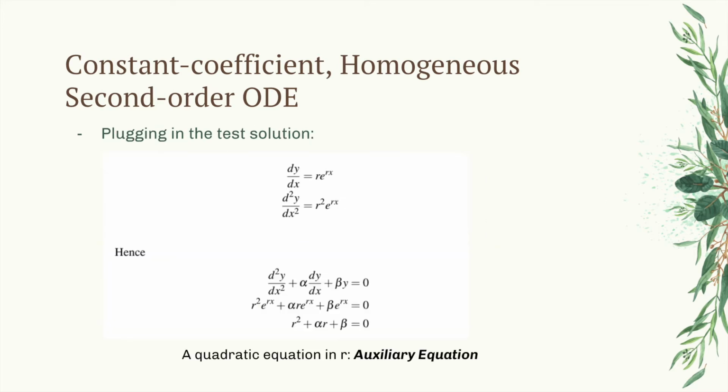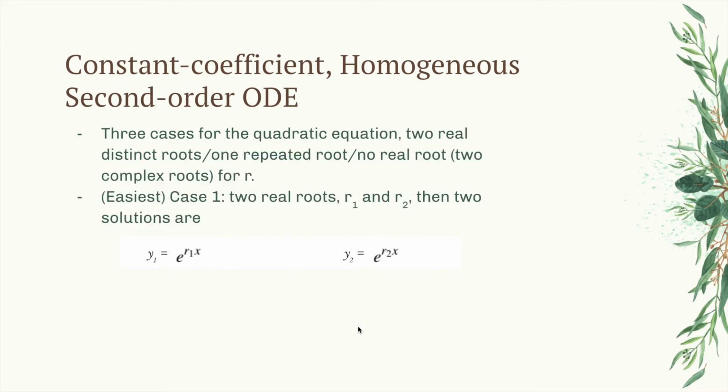If we plug in this test solution, dy/dx equals r e to the rx, and d squared y/dx squared equals r squared e to the rx, then substitution would yield the auxiliary equation, r squared plus alpha r plus beta equal to 0. This is a quadratic equation.